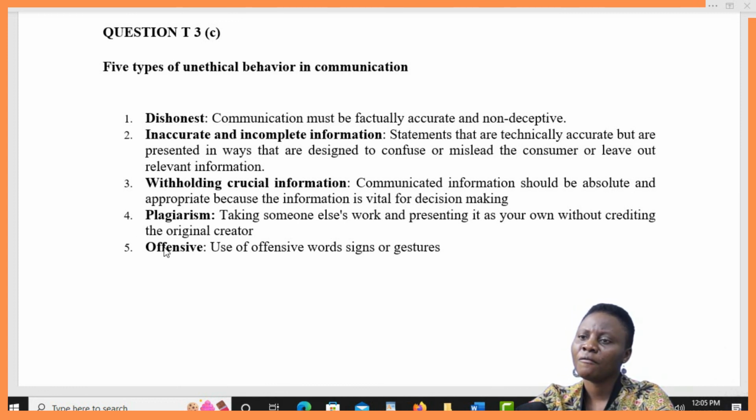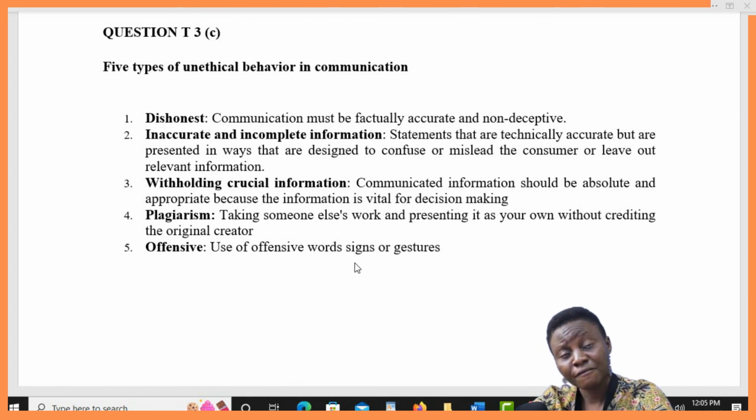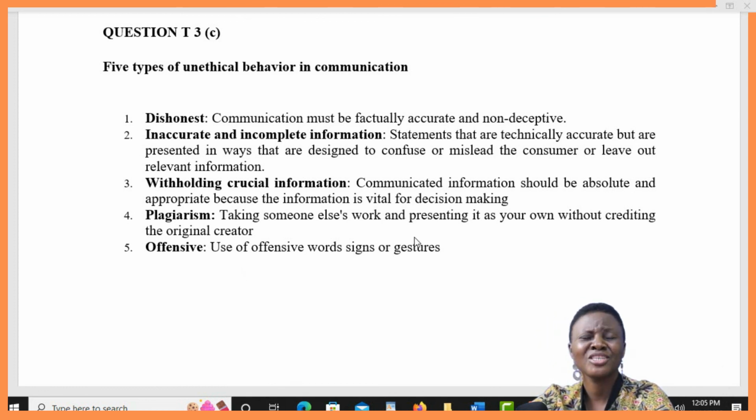And then offensive, meaning use of offensive words, offensive language, offensive signs, gestures, name them. All those can also be unethical behaviors in communication. So that is our question 3.